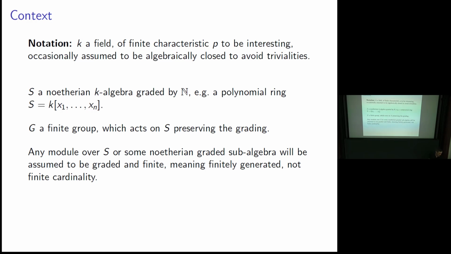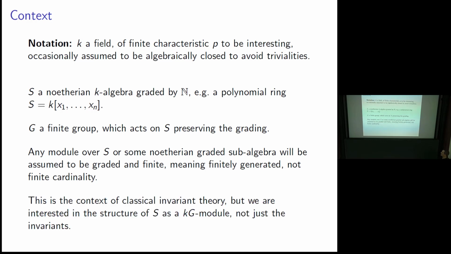Everything we're going to assume is finite over some ring. Any module is going to be finite over this ring or some subring. This is just basic context. And so the classical theory, especially for a polynomial ring, you want the ring of invariants, and you calculate the ring of invariants, but I want to know what the ring looks like as a module.